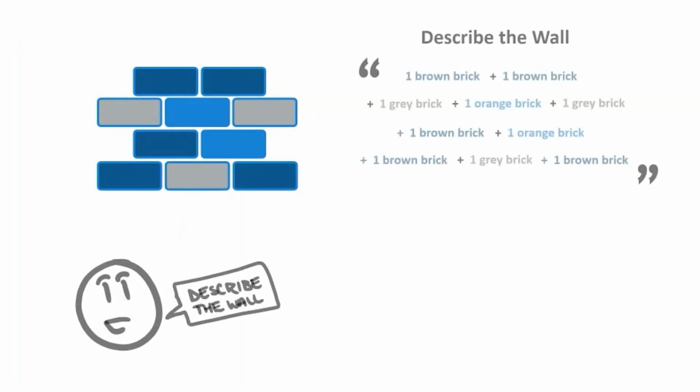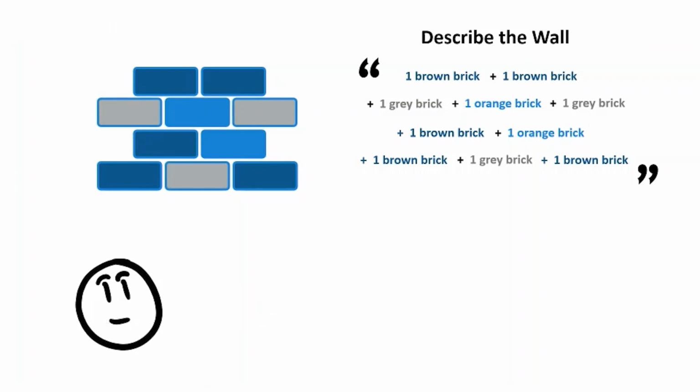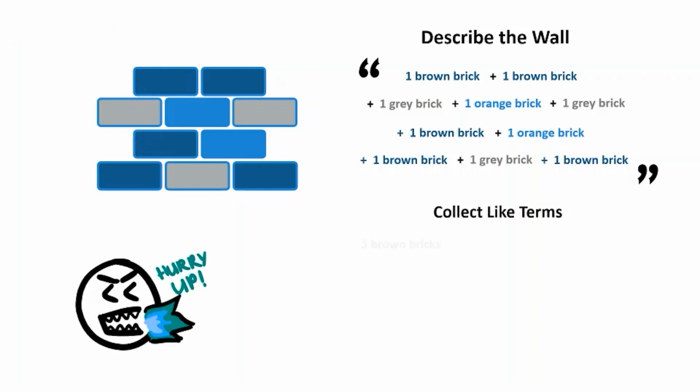If somebody said to you, describe the wall, you wouldn't say, there's 1 brown brick, plus 1 brown brick, plus 1 grey brick, plus 1 orange brick, plus 1 grey brick, plus 1 brown brick, plus 1 orange brick, plus 1 brown brick, plus 1 grey brick, plus 1 brown brick. Instead, you'd collect the like terms and you'd say there are 5 brown bricks, 3 grey bricks, and 2 orange bricks.